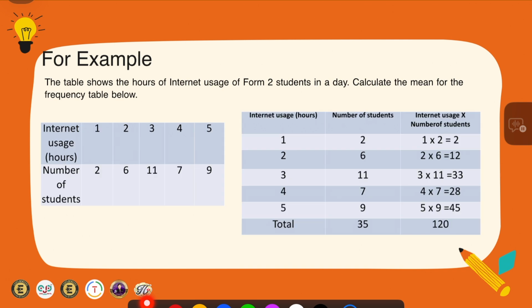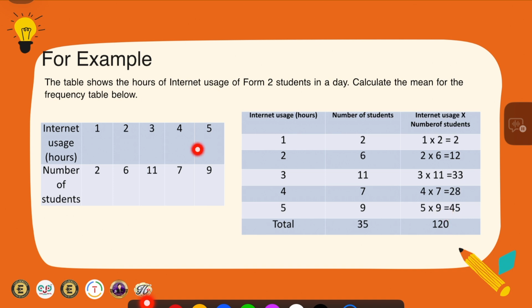Okay, so we move on from this table. I change it into this table. So internet usage is here, number of students is here. Now we are going to find the sum of the data times the frequency. That means we have to multiply this one by one: 1 times 2, 2 times 6, 3 times 11, 4 times 7, and 5 times 9. All right, so we total up everything here, sum up, and the answer is 120.